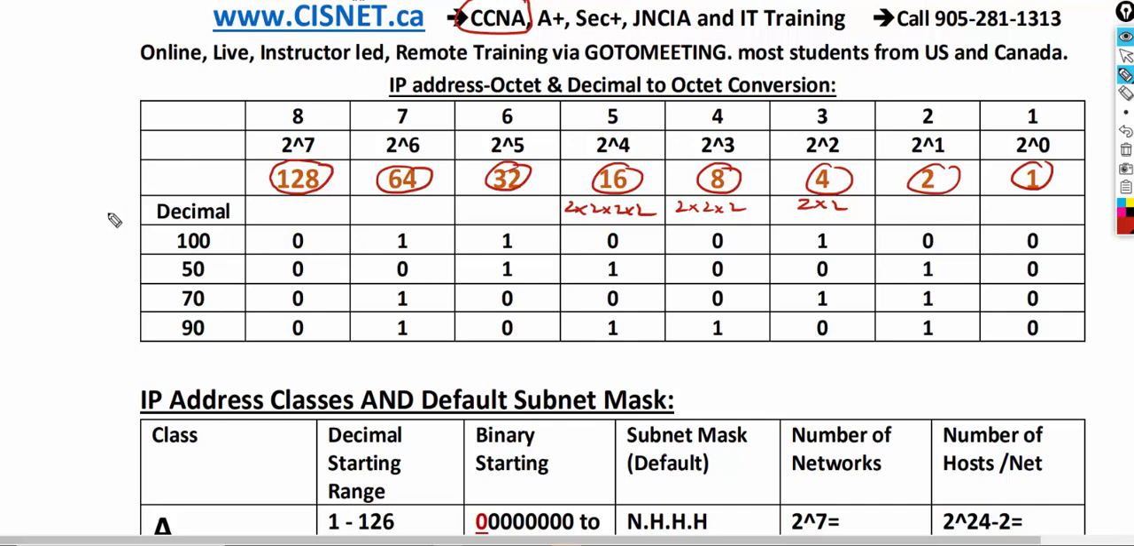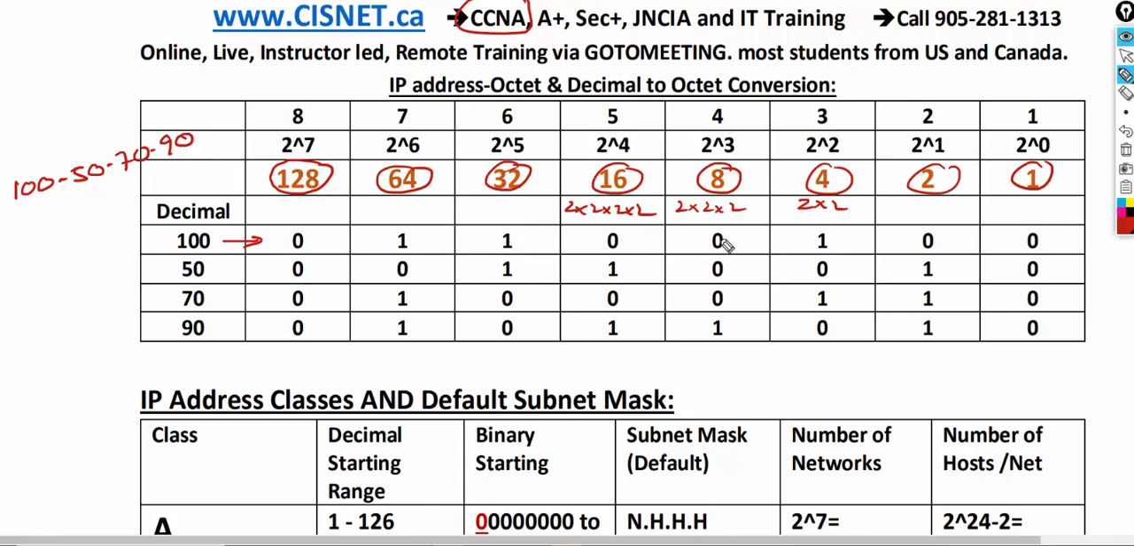Remember guys, earlier I said the IP address is 100.50.70.90. Now we'll see how the computer understands 100. If you want to convert to binary, you have to see what 100 is. 100 is 64 plus 32, which is 96. 96 and 4 is 100.